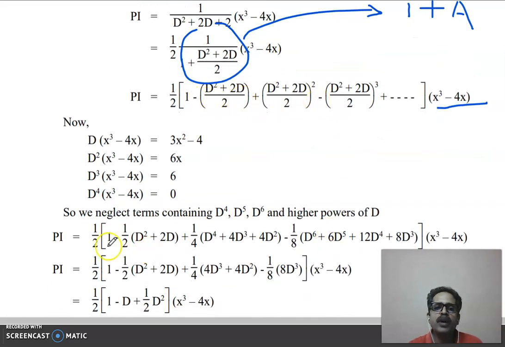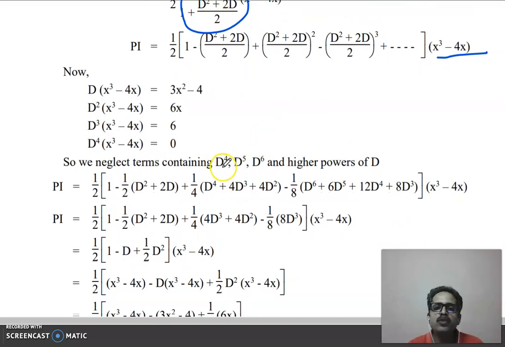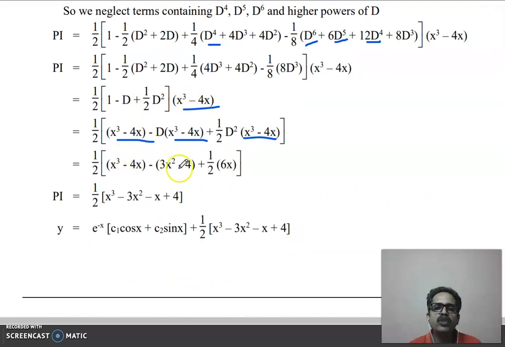So when you actually expand, you will find this. Take cube, take square. Now we have to neglect the terms containing D raised to 4, D raised to 5 and D raised to 6. This is a term containing D raised to 4, neglect. This contains D raised to 6, this contains D raised to 5, this contains D raised to 4. So neglect these terms and collect the like terms together, we find this. Now take term-wise action, meaning one acts on this bracket, then the second term acts on the same bracket, and 1 by 2 D square acts on the same bracket.